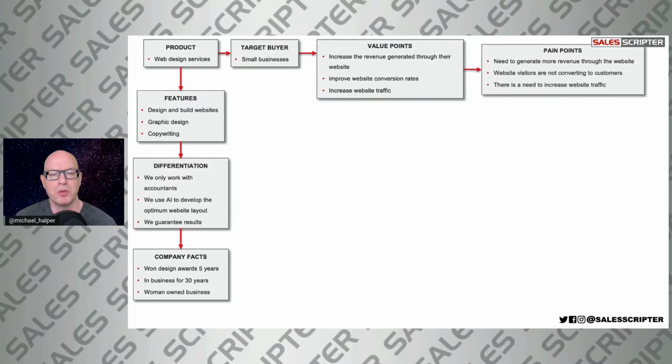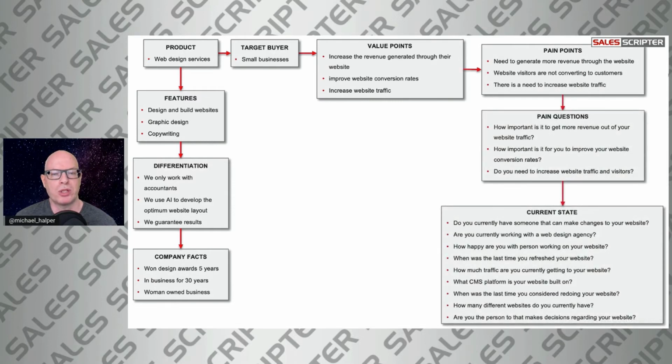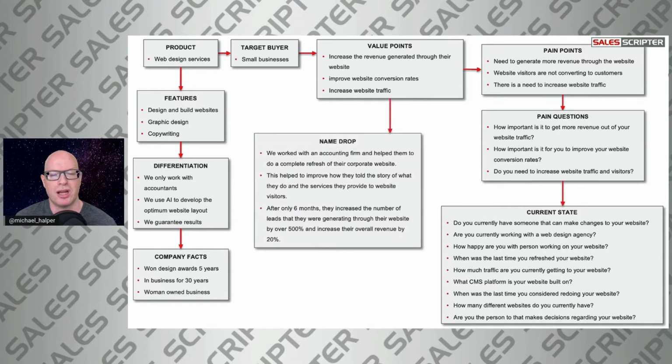What are some problems you can make go away? What are some questions you can ask to determine if those problems exist? What are some current state questions you could ask? What is an example of another customer that you've helped? When you go through these steps, you create your own sales message, and that's explained in more detail in a previous training module. If you're curious about that, be sure to check that out.